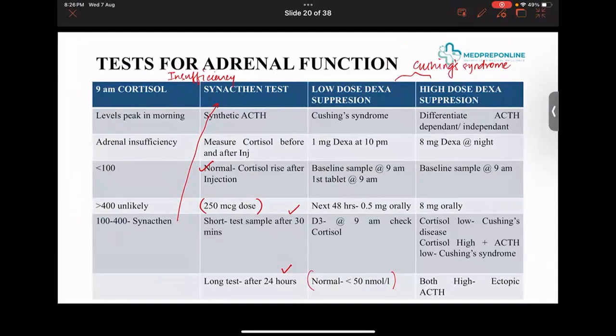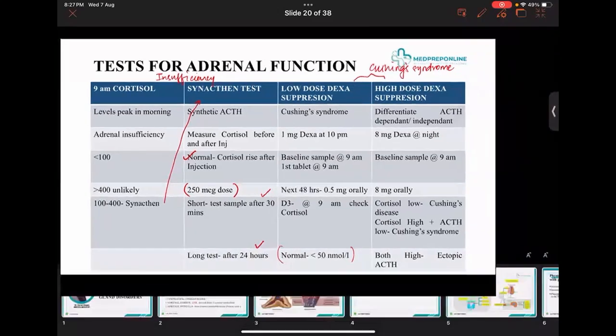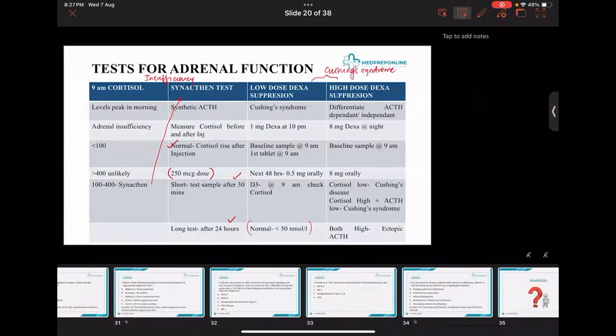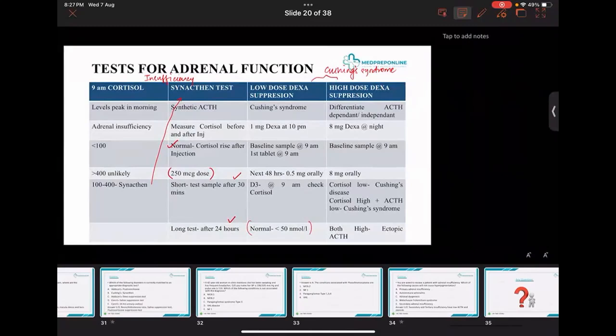For Cushing syndrome, the first test you do is a low-dose DEXA suppression. It is the test of choice. Once you diagnose Cushing's, to differentiate whether it is ACTH dependent or ACTH independent, you choose the high-dose DEXA suppression test. The only place where you will pick high-dose DEXA suppression is when you want to differentiate between these two. So your test of choice for Cushing syndrome becomes low-dose DEXA suppression. Once you eliminate the options, even if you don't know the answer, you should be able to get it.